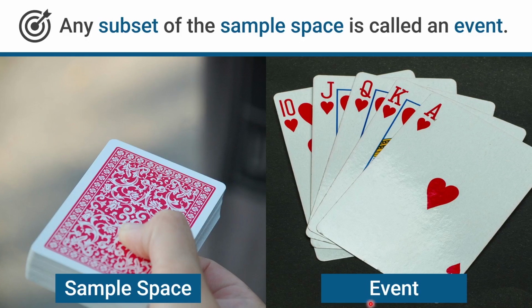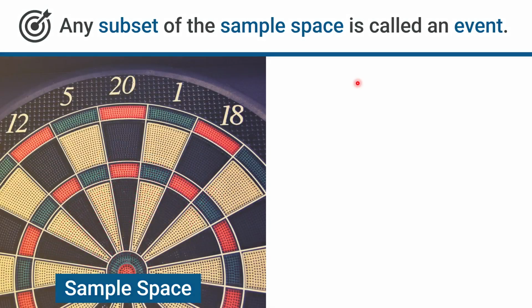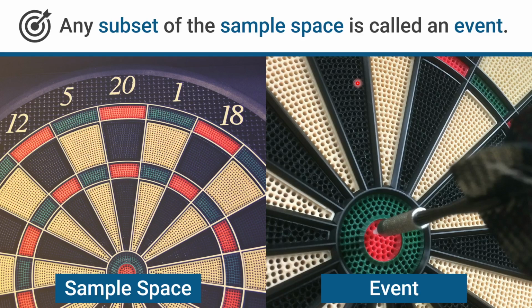Same with the darts: the cherry eye within the darts, the middle one, is what we call an event. The sample space is the whole dartboard. I hope this is clear as an analogy.